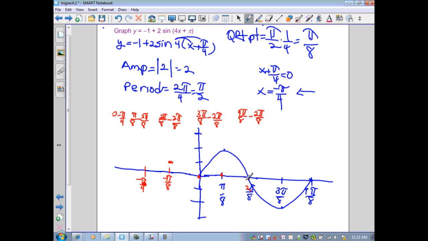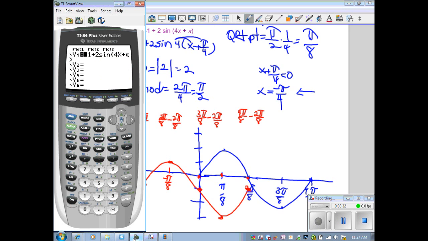Next, 2 pi eighths goes to 0, but it's going to move down 1. Next, 3 pi eighths goes to pi over 8, and it goes down a value of 1. And 4 pi eighths goes to 2 pi eighths by a value of 1 down. So now I complete that smooth curve. And that is my new function, which is y equals negative 1 plus 2 sine of 4x plus pi.